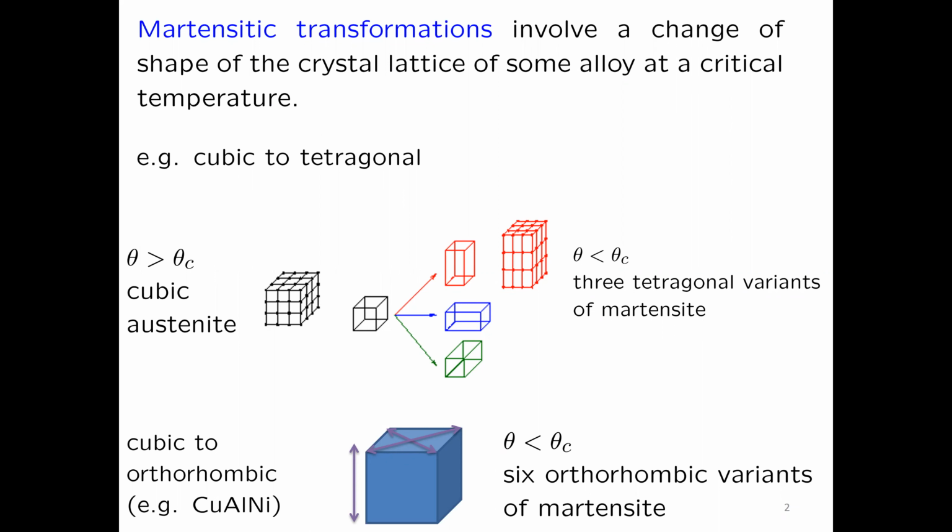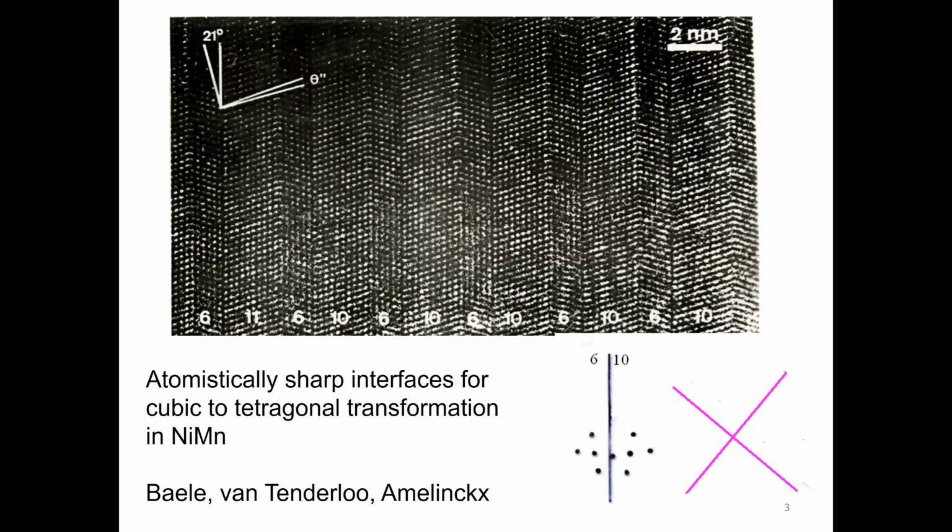Okay, so here's a picture. It's a high resolution electron micrograph, which shows you exactly what is happening in a cubic to tetragonal transformation. So you see that this is after you've reduced the temperature below theta critical, and each dot represents an atom. It's a column of atoms perpendicular to the screen. This is in nickel manganese, which undergoes a cubic to tetragonal transformation. You see the scale is 2 nanometers. And you see these interfaces.